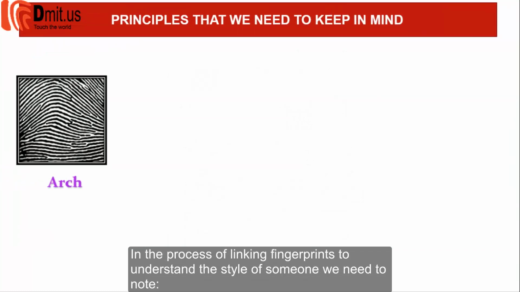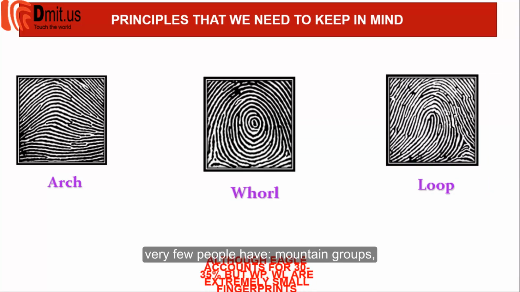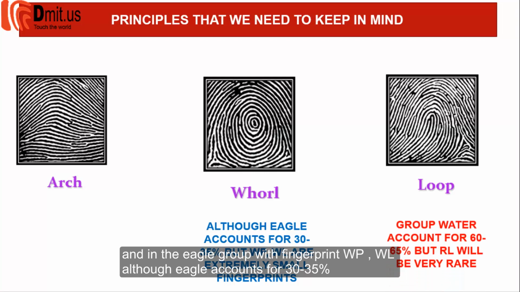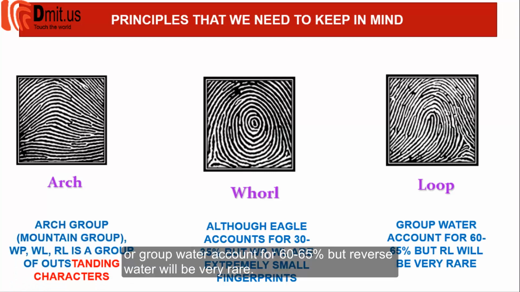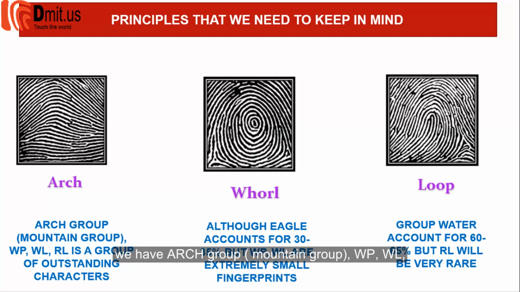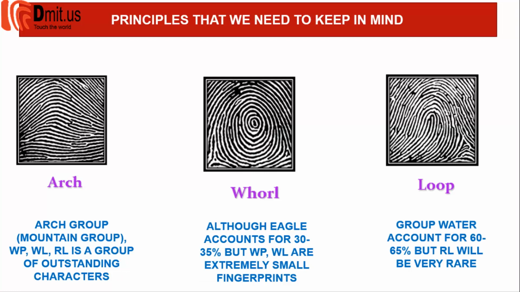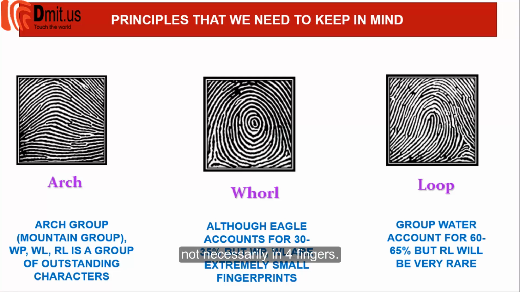In the process of linking fingerprints to understand someone's style, we need to note that there are very special fingerprints that very few people have: the mountain group, and in the eagle group the fingerprints WP and WL. Although eagle accounts for 30 to 35%, WP and WL are extremely rare, and the water group accounts for 60 to 65%, but reverse water is very rare. Thus, the arch group, mountain group, WP, WL, and RL are groups of characters that are superior to other personality traits. If these fingerprints appear in any position on a hand, they express this personality to the outside, not necessarily on all 4 fingers.